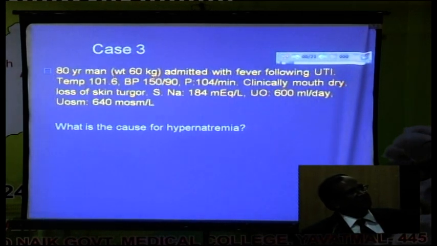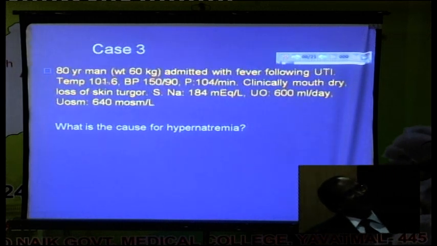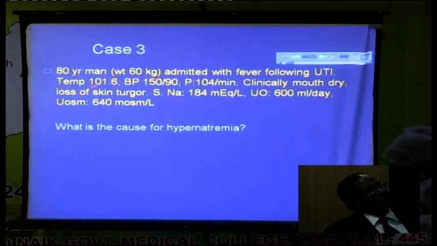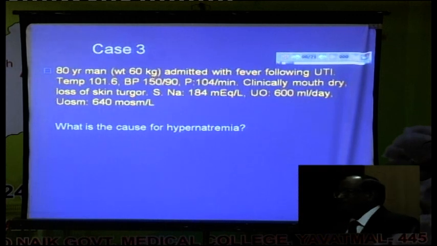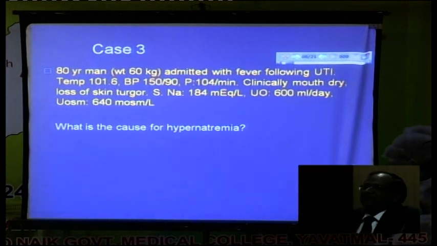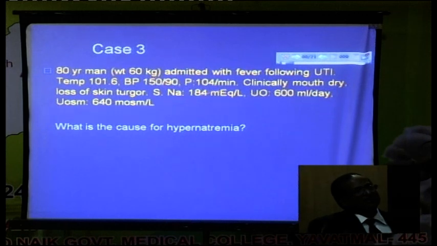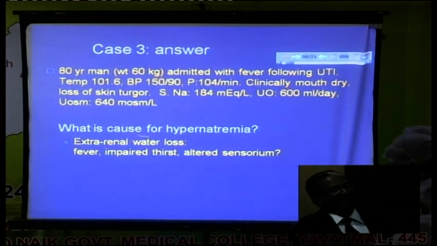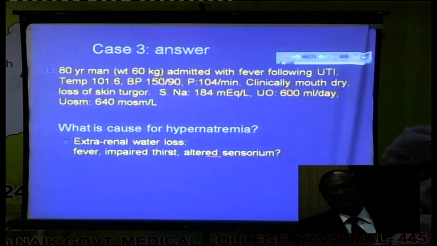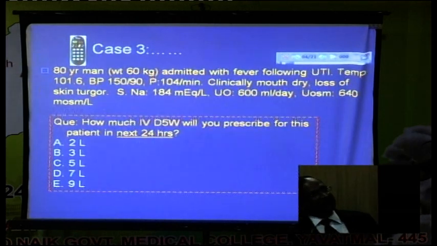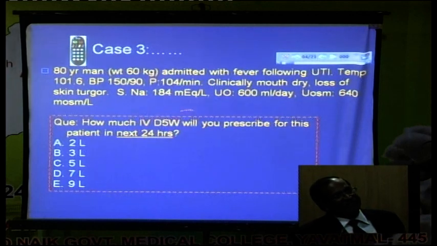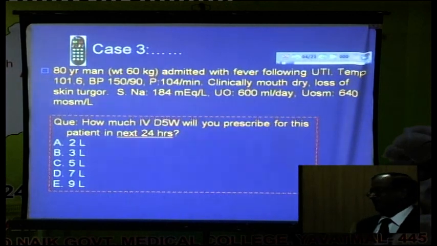Okay. These questions are very simple to answer. An 80-year-old man admitted with fever following urinary tract infection. Sodium is 184, urine output is 600. What is the cause? Renal or extrarenal? Extrarenal. Renal would have been high. So it's an extrarenal cause. Fever, impaired thirst, altered sensorium are all responsible in this case. Now, how much dextrose will be prescribed in the next 24 hours?